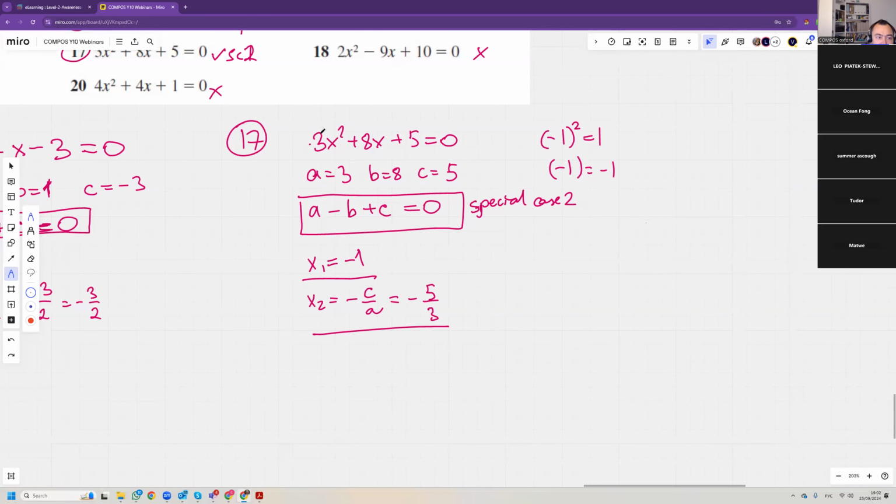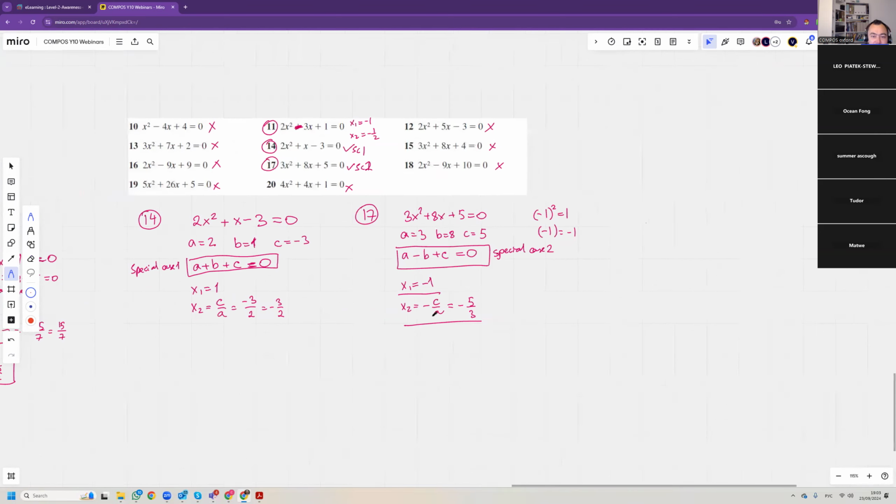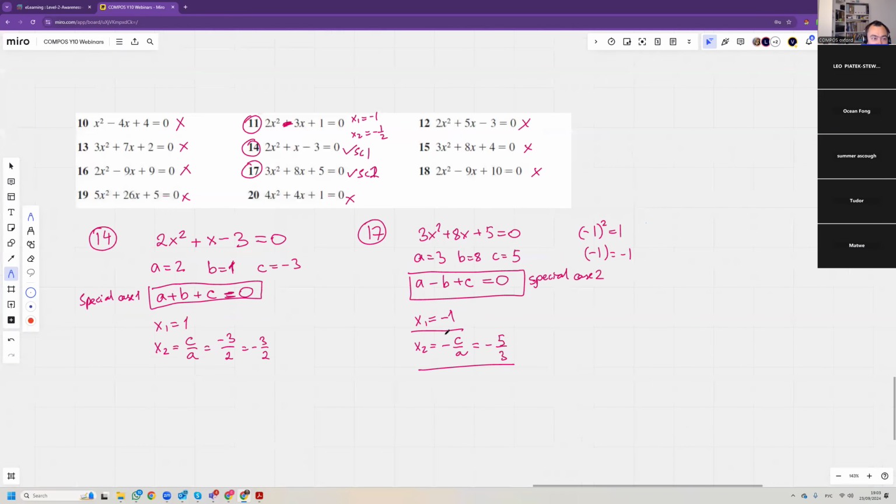The question should be, why do we not change the sign for a? We don't change the sign for a because it's squared. That's the reason. Right. So that is how you use special case 2.